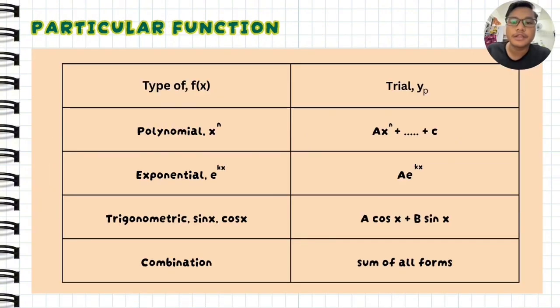Okay, next is the particular function. To find the particular function, we use the method of undetermined coefficients. We choose a trial solution based on the form of the forcing function, which is f(x), for example, polynomial, exponential, or trigonometric function. If the trial solution is already part of the complementary function, we multiply it by x.